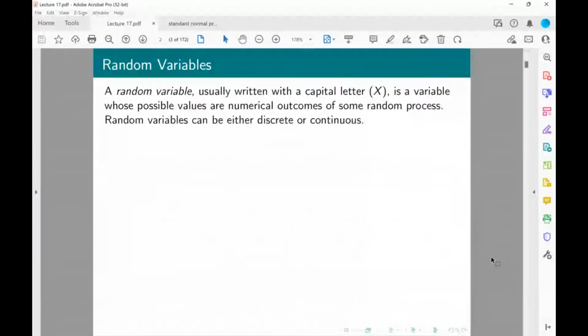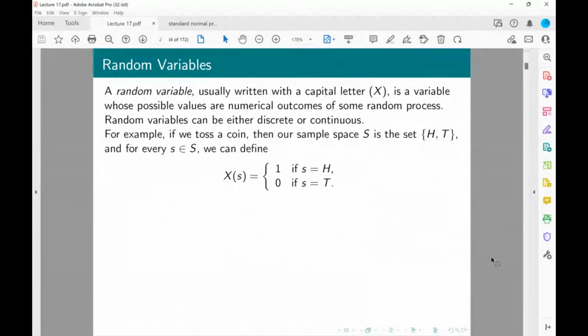It can be either discrete or continuous, and well, an even simpler example is if we just consider one toss of a coin, heads or tails, then we can just define a random variable being 1 if S is heads and 0 if S is tails. So it sort of indicates whether we have a heads or not. It's useful to assign this as a value, right?